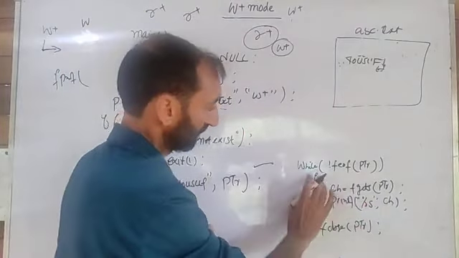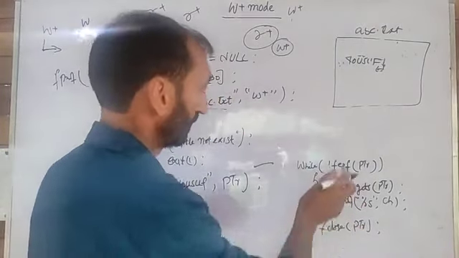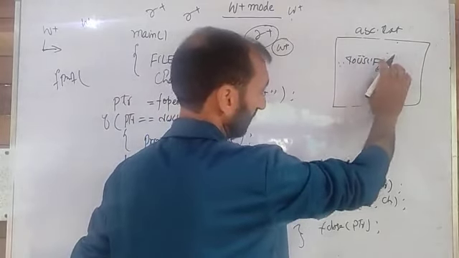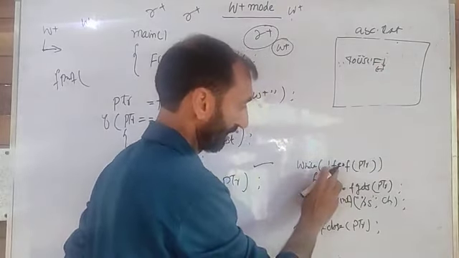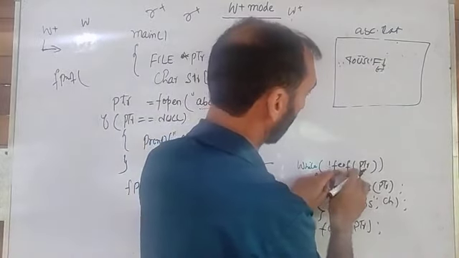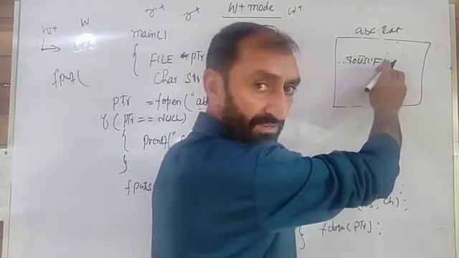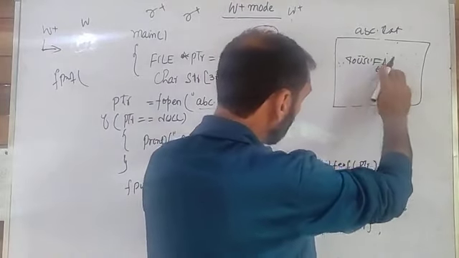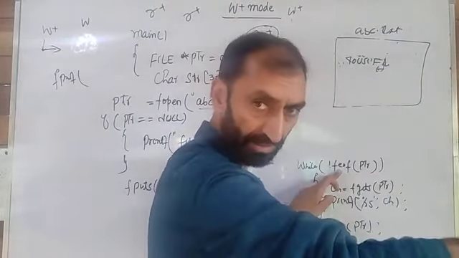So here, for example, what will happen? We know that the cursor is at the end, that is the end of file. While first feof: is the file at end of file? Yes, the file is at end of file because at present the cursor is at the end of the file.